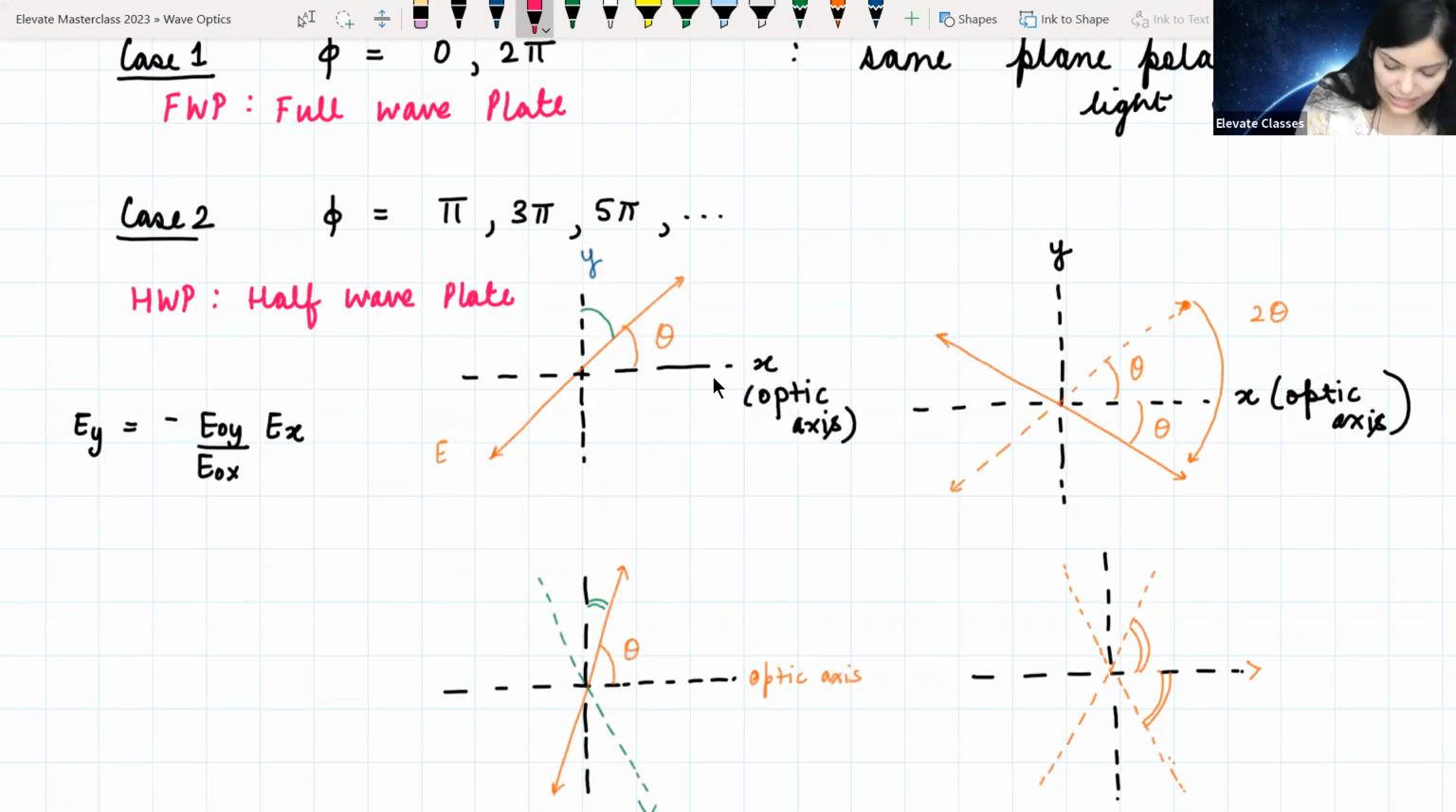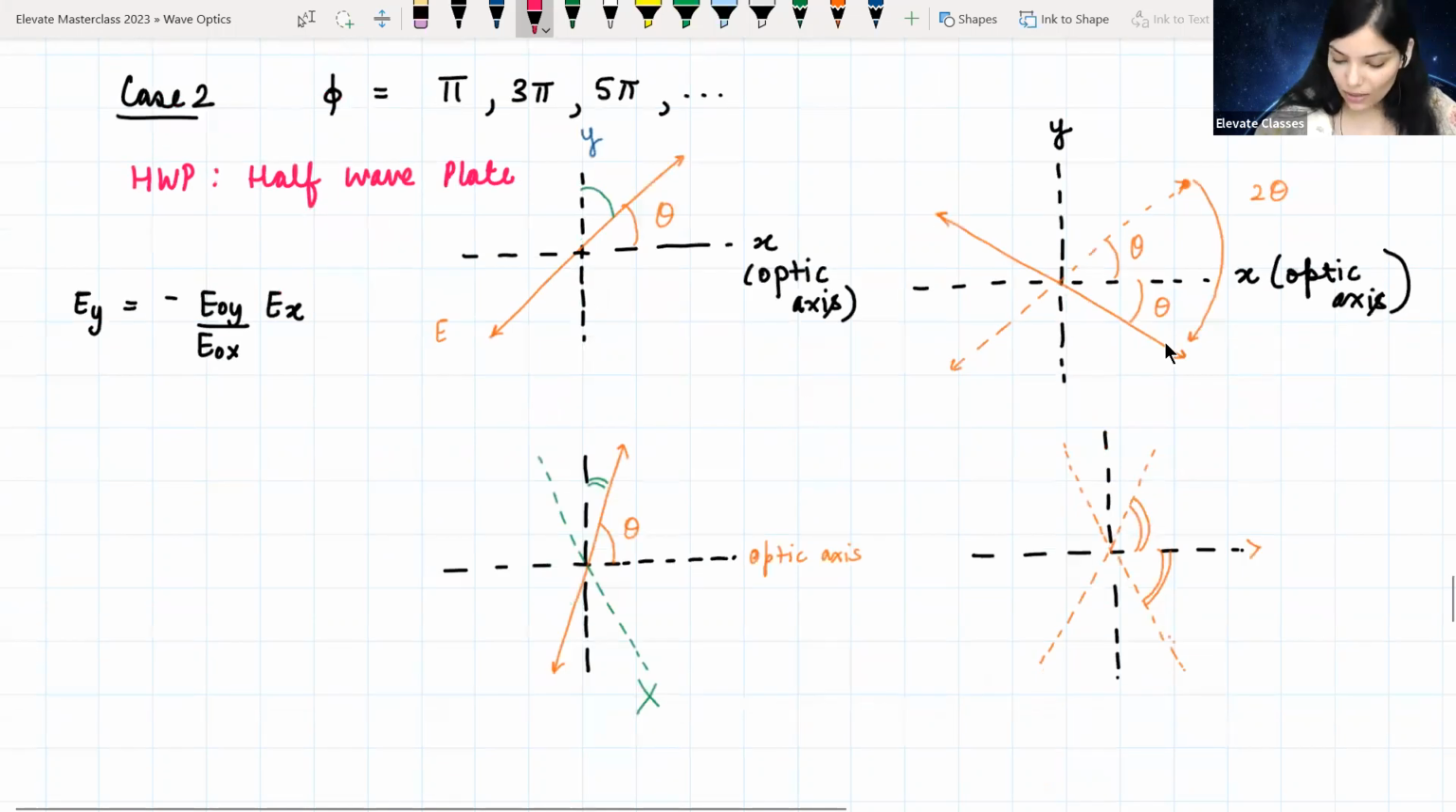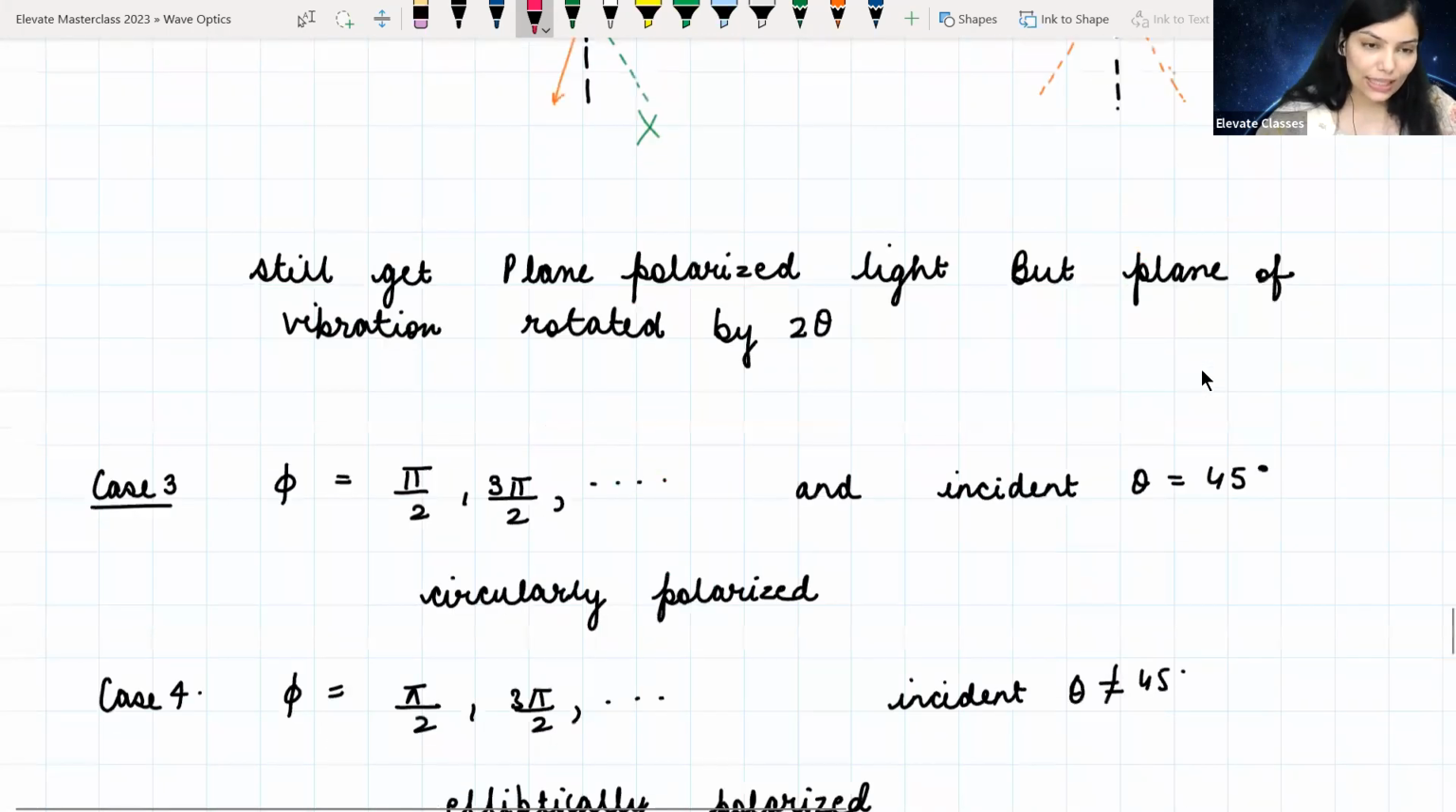तो half wave plate किस लिए यूज होती है? For rotating the plane of polarization of a plane polarized light. Half wave plate cannot produce a circularly polarized light. It cannot produce an elliptically polarized light. All it can do is rotate the angle of polarization about the optic axis. जो भी optic axis है उसके about it will rotate it by the angle 2 theta. ठीक है, and case 2 theta का मतलब है ये total 2 theta. ठीक है, and case number 3 is this one.